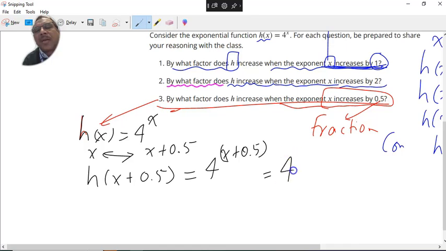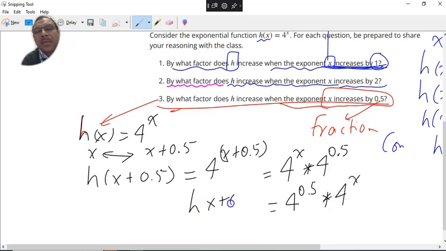And then you separate this, that is 4 raised to x times 4 raised to 0.5. Now this can be written as 4 raised to 0.5, because it's a number, that's a factor, times 4 raised to x. And this is the same as 4 raised to 0.5 times h of x, the original function.